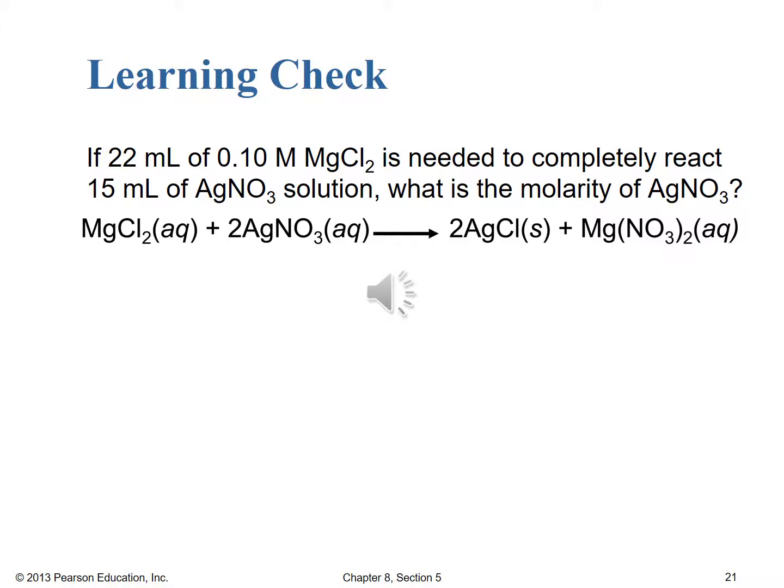So in this case, if 22 milliliters of 0.10 molar magnesium chloride is needed to completely react 15 milliliters of silver nitrate solution, what is the molarity of the silver nitrate? So we have our balanced chemical equation: 1 mole of magnesium chloride, aqueous solution, plus 2 moles of silver nitrate in aqueous solution yields 2 moles of silver chloride solid plus 1 mole of magnesium nitrate solution.